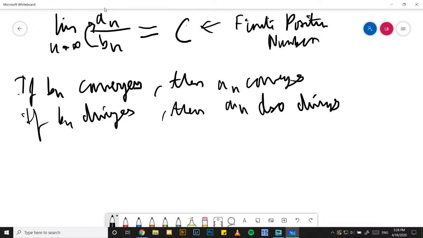So if bn converges, an converges, and if bn diverges, an will also diverge. And you need to make sure that the known value is bn at the bottom over here.